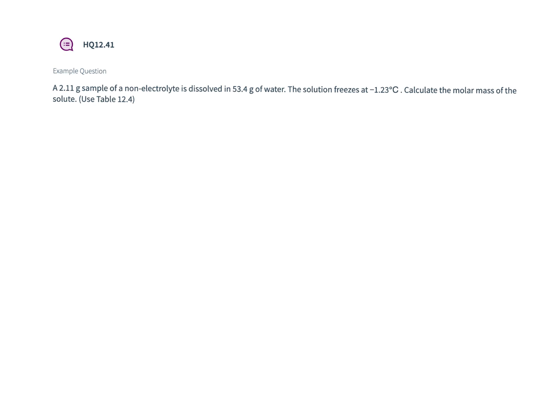So again, they tell us quite a bit of important information in the question. They tell us it's a non-electrolyte, so we know the van 't Hoff factor is 1. It's dissolved in water, so we know our freezing point constant is 1.86 degrees Celsius per molal. And we also know our change in our freezing point. Our change in our freezing point is minus 1.23 degrees Celsius.